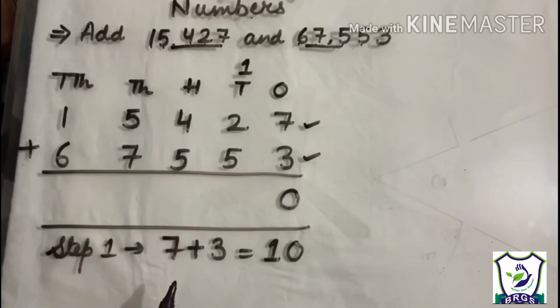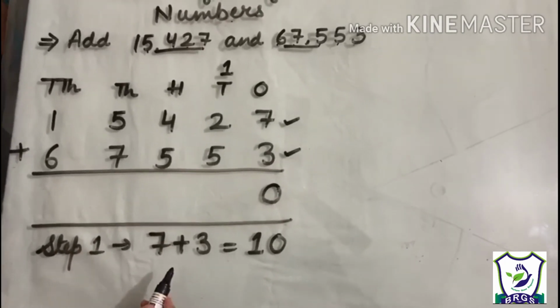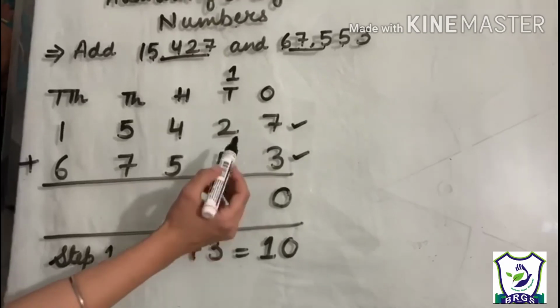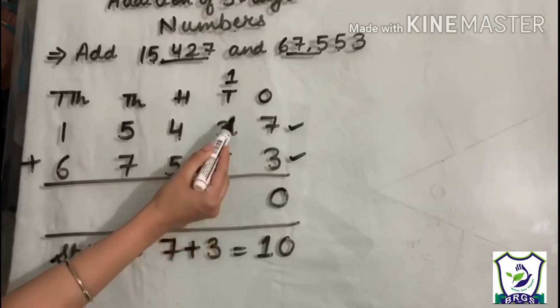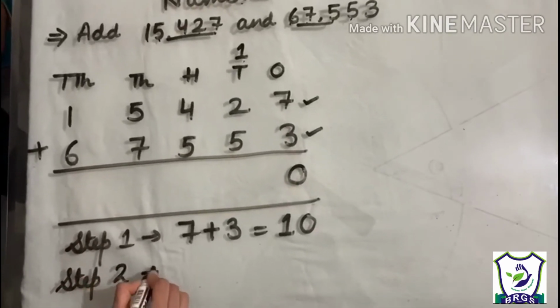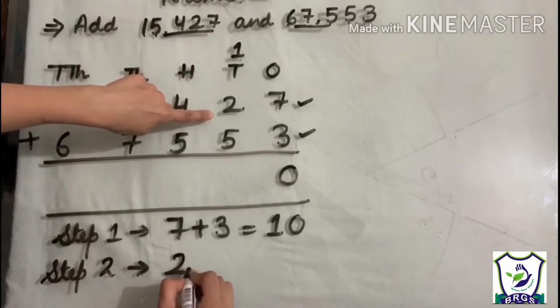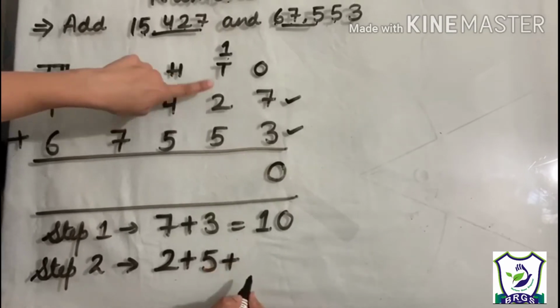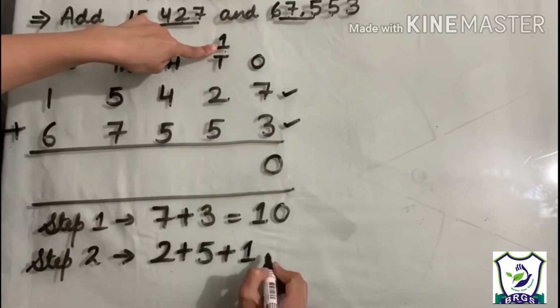Now our second step. Remember that now you have to add the tens and also the carry over ten. So step 2 is to add the tens, meaning 2 plus 5 plus the carry over ten, meaning 1.